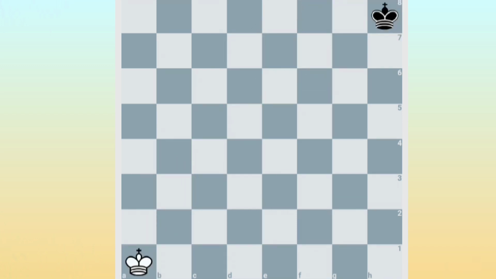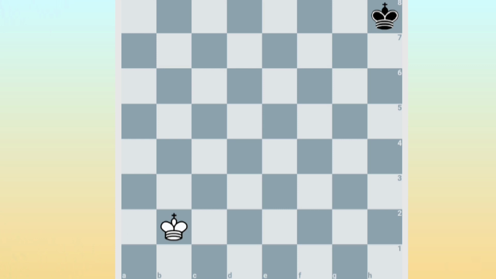This is our next diagram. In this diagram, the two kings are standing at corners, and the number of squares between the two kings is 6. The same rule applies here. If there is an even number of squares between the two kings, then the king which has the move will get the opposition. And if there is an odd number of squares between the two kings, as in this diagram where there are 5 squares between the two kings, then in this condition the king which has the move will lose the opposition.